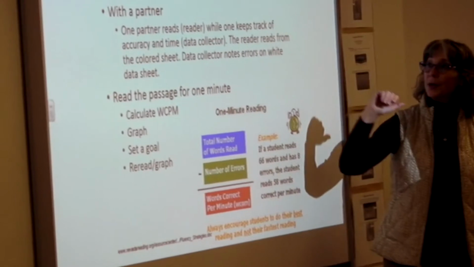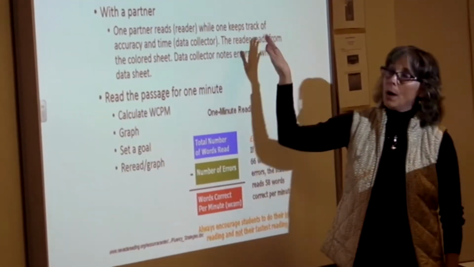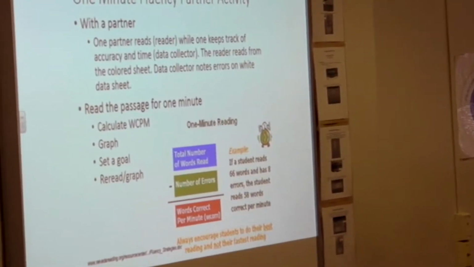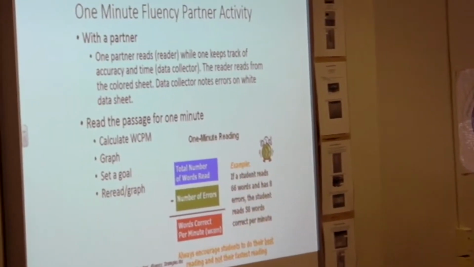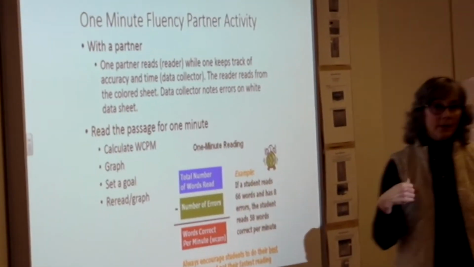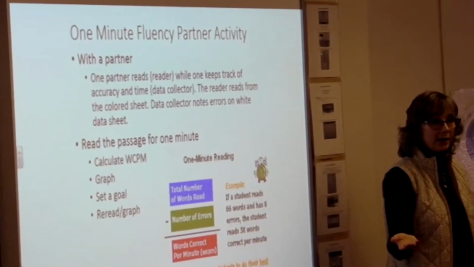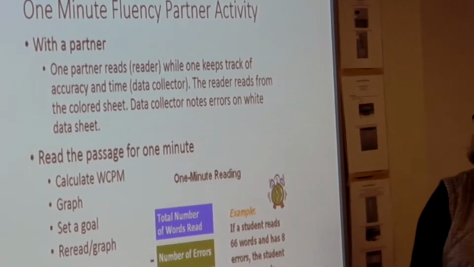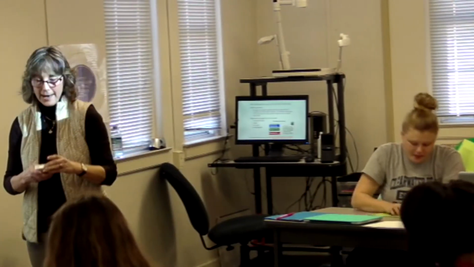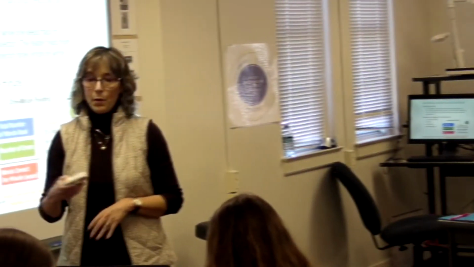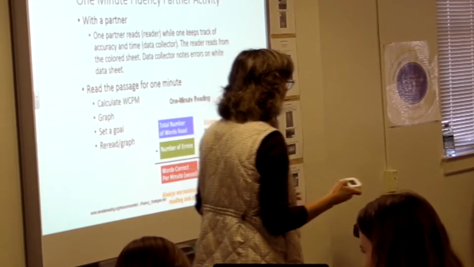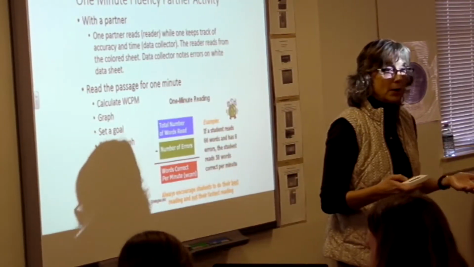Okay, and then the reader is going to read from that colored sheet, while one keeps track of the reader's reading, and we're going to call that person the data collector. Why do we need to have a term for reader and data collector? So you know what role that you have in your group. Very good. Okay, so everybody got their sheets? Okay, I've got a timer. I'm going to count down, and when I get to go, you start reading. Make sure everyone knows what they're supposed to do.